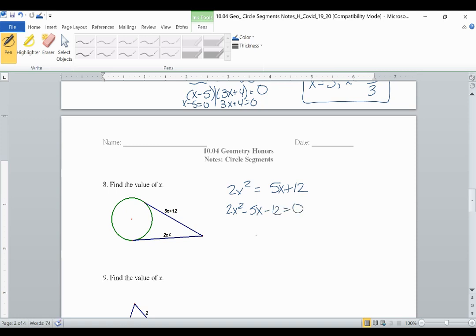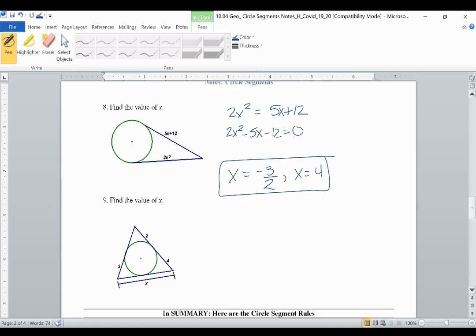Getting x squared positive, use your P's and C's. For this one, you should have 2 answers. Again, it should be negative 3/2 and x equals 4. And both of those we would keep, okay? And again, just make sure you substitute in your answers to check that they both be positive and equal. Of course, check that these two are still equal when you substitute them in.